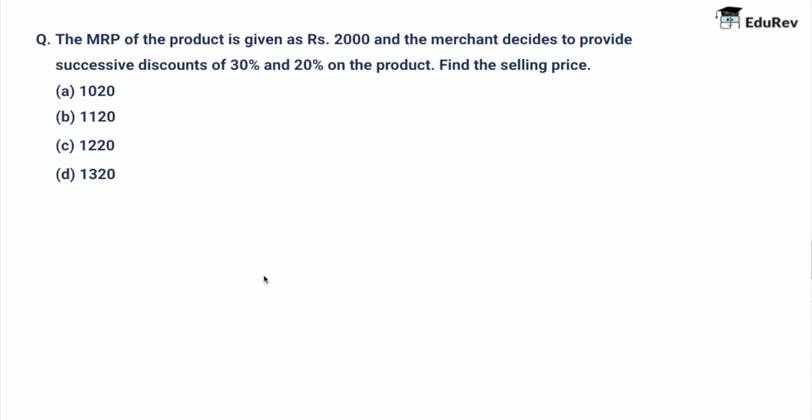So let's solve this question in order to understand this. Now the MRP of the product is given as rupees 2000, and the merchant decides to provide a successive discount of 30% and 20% on the product. Then we need to find the selling price. You can see similar types of questions asked in competitive exams. Here the important thing to remember is that in successive discounts, first you need to calculate the discount at 30%. And then whatever answer you get, you have to use it for calculating the discount of 20%. Now for the above question, the first discount is going to be 30% of 2000, which is nothing but 600. So the discounted price is going to be 2000 minus 600, that is nothing but 1400.